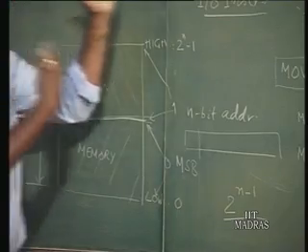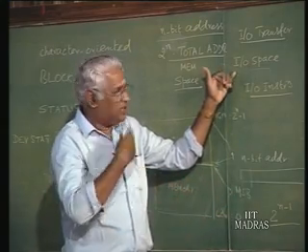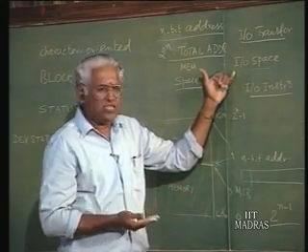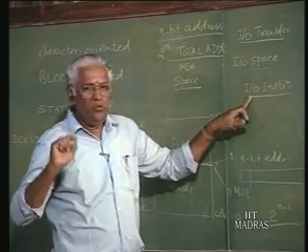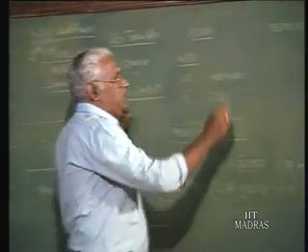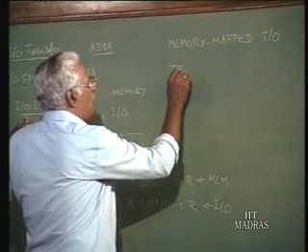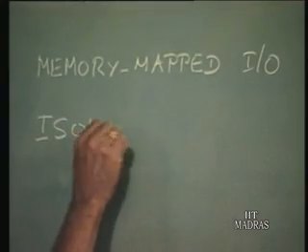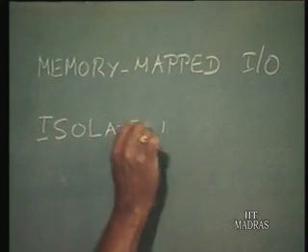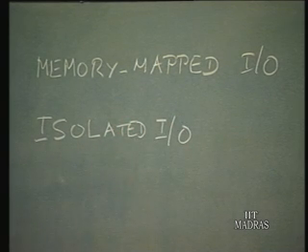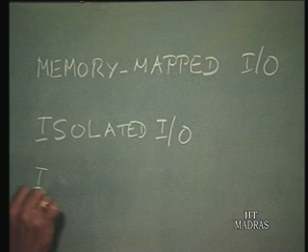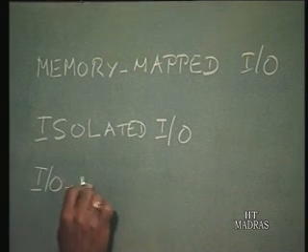So, in the other one, in case I use the total address space for memory and I have a separate IO space, that is another m bit address for IO, then I have to use separate IO instruction. In that case, that is called an isolated IO scheme, and sometimes it is also called IO mapped IO.